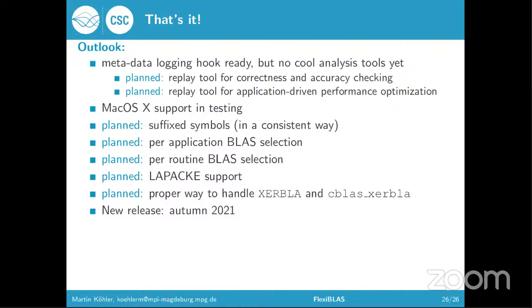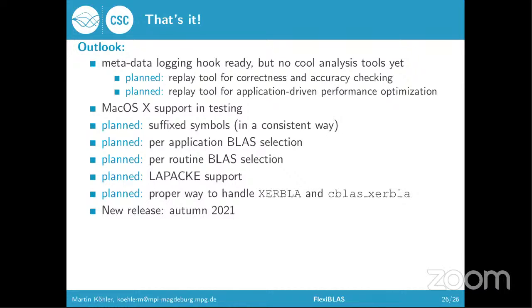Then we have the macOS X support already in testing. So the problem was that macOS is not using ELF binaries, they are using Mach binaries, and as I said, we try to stick to POSIX stuff, but during linking, the linker behaves in a bit of a strange way. And that was the large problem there, to get all the linker sequences in the CMake scripts in a way that macOS accepts the stuff.